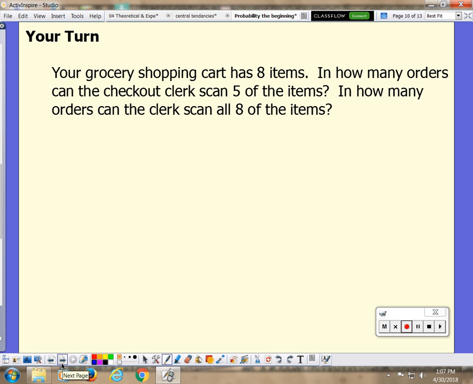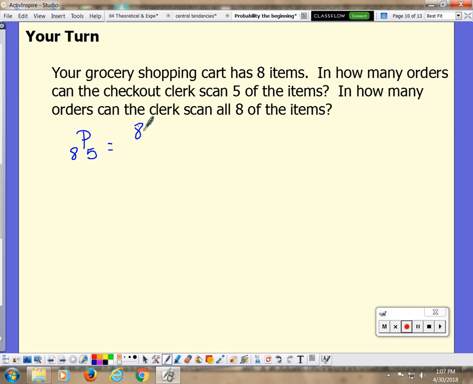So you're grocery shopping. You have a grocery cart full of 8 items. How many different orders, in other words, how many different ways do I put the tomato sauce up first, and then the celery, and then the apples? Or do I put the apples first and the celery? I mean, how many different ways can I put 5 of those items on the conveyor belt? So that would be 8P5. So what does that look like?